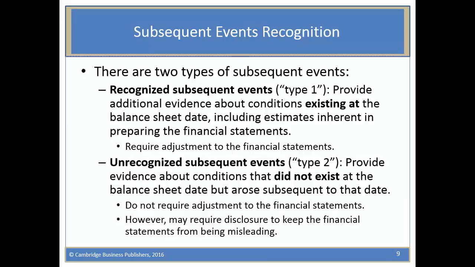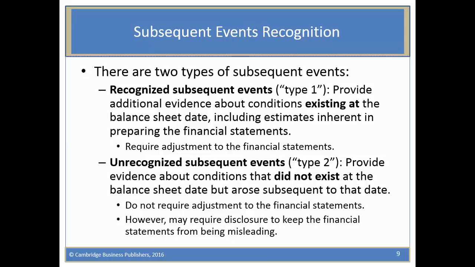There are 2 types of subsequent events. First, recognized subsequent events, type 1, provide additional evidence about conditions existing at the balance sheet date, including estimates inherent in preparing the financial statements. These require adjustment to the financial statements.